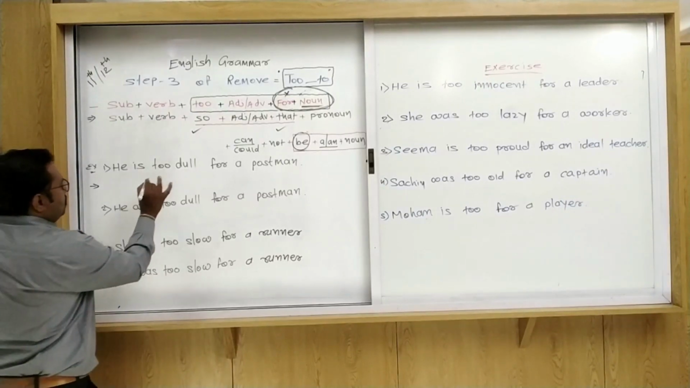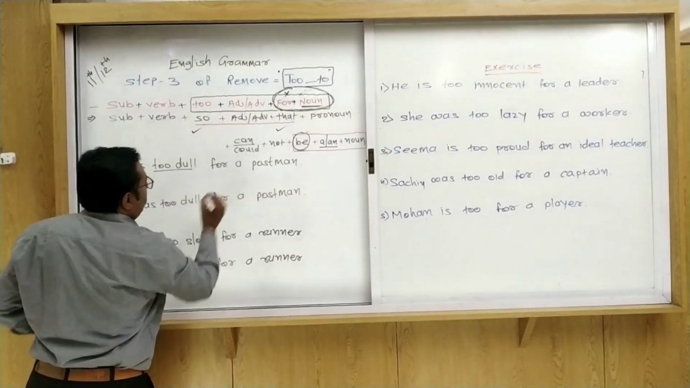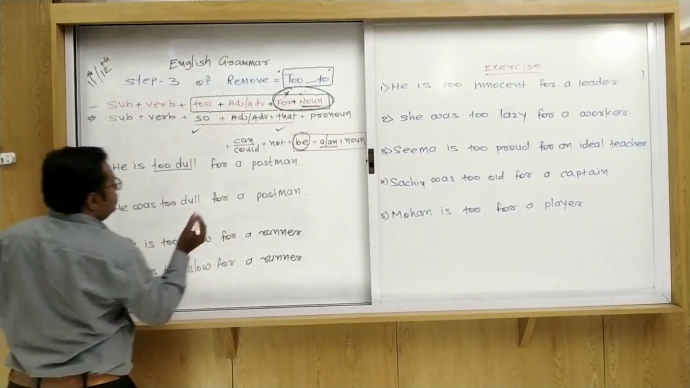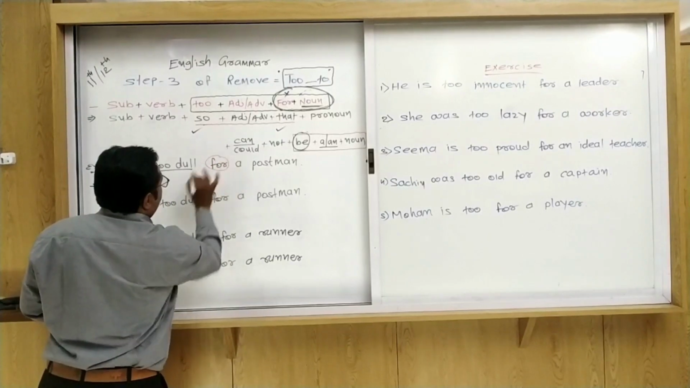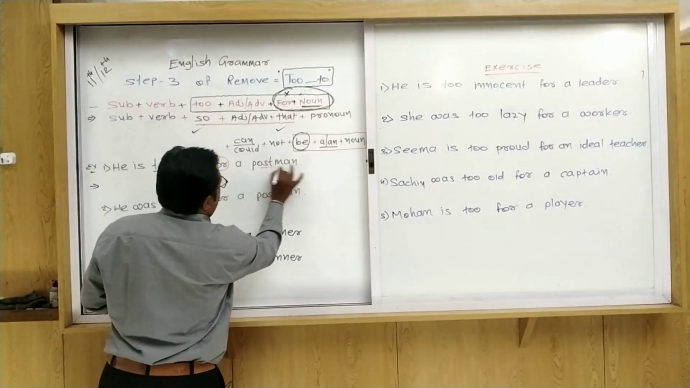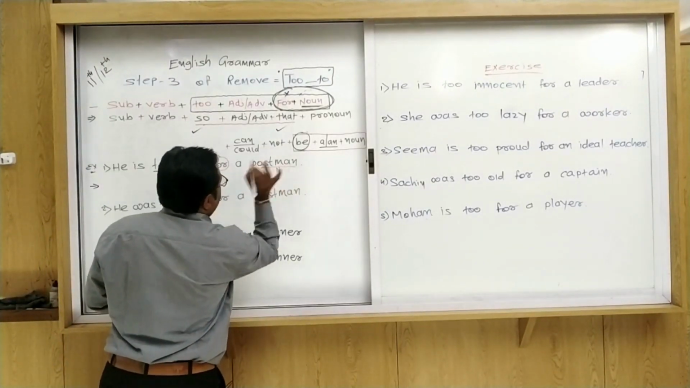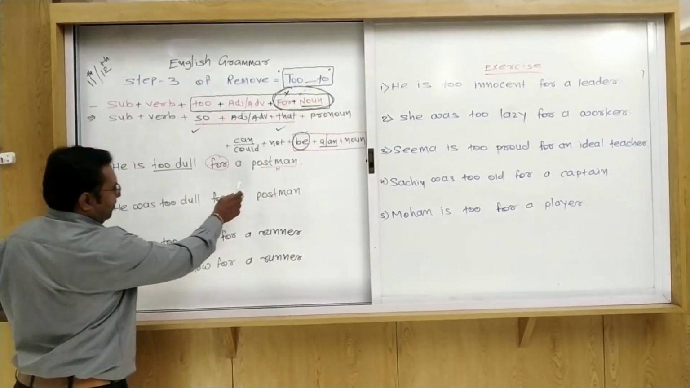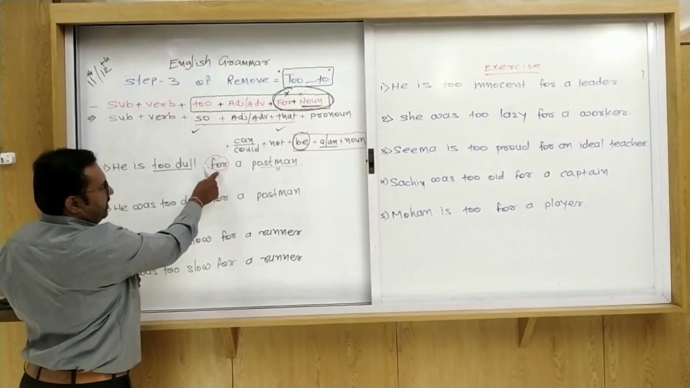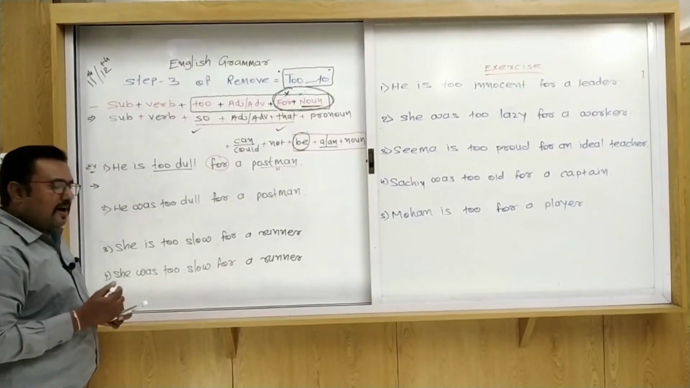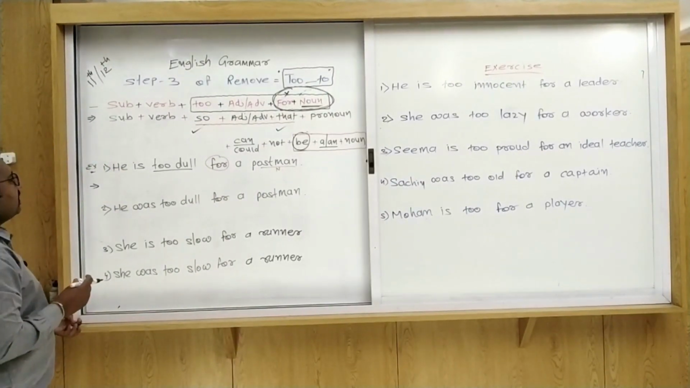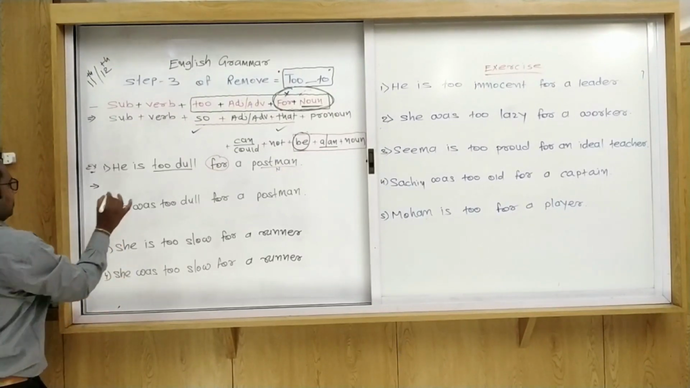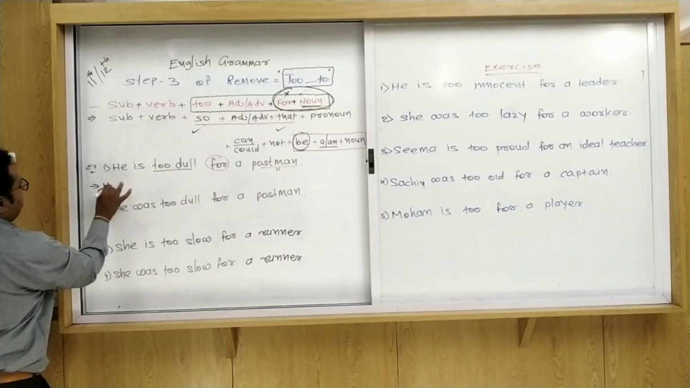Now we try to solve that sentence. He is too dull for a postman. So friends, postman is a noun here. So you can see that after postman we use "for". So here, he is too dull for a postman. So we can write the answer.